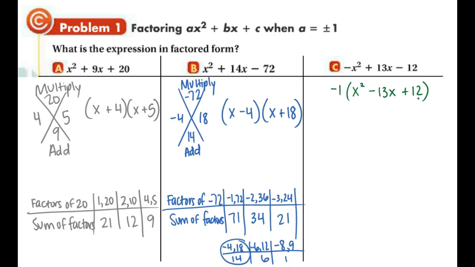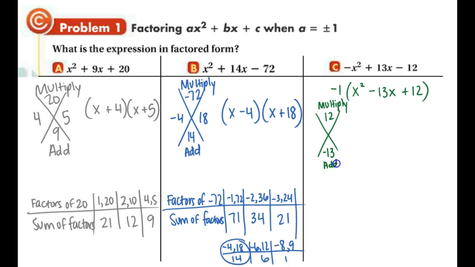Factoring out -1 will not change the answer because the final factored expression will include -1 as a factor. So now we can take care of the quadratic trinomial that's inside of the parentheses, and we'll be using the x method again. So 12 on top and -13 on bottom.